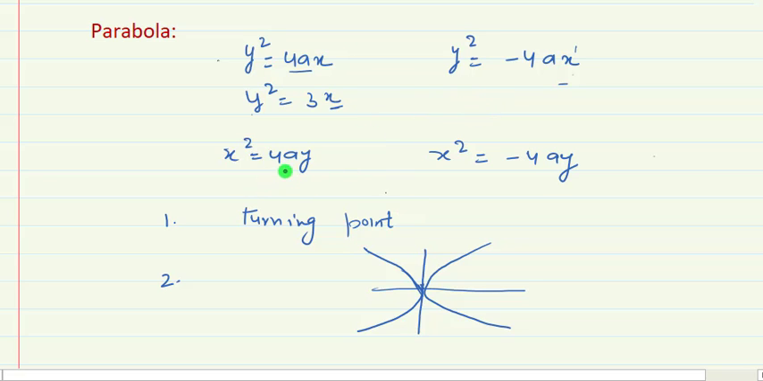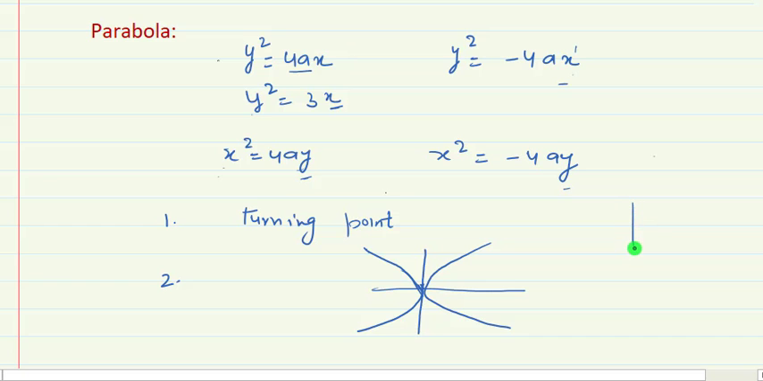Similarly over here, if we put x as 0, y will also be 0. So therefore the turning point is (0, 0) in both the curves. Number two, we need to find out along which axis these are lying. As in both the cases we are having y power 1, therefore these parabolas are lying along y-axis. And third thing is in which direction these are lying. As here the signs are same on both the sides, it will lie towards the positive direction.